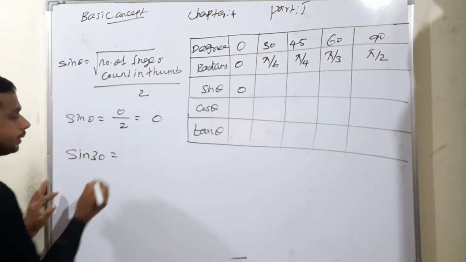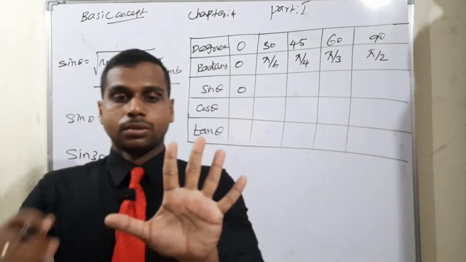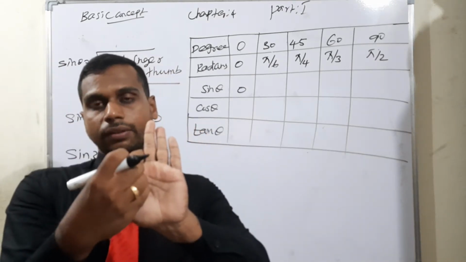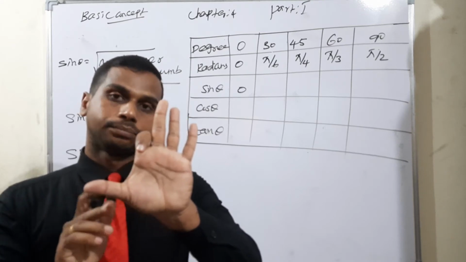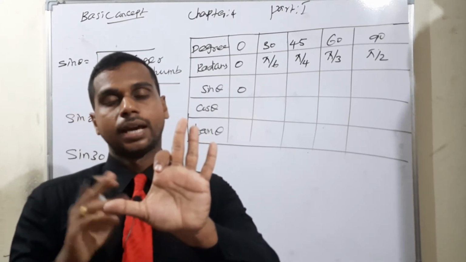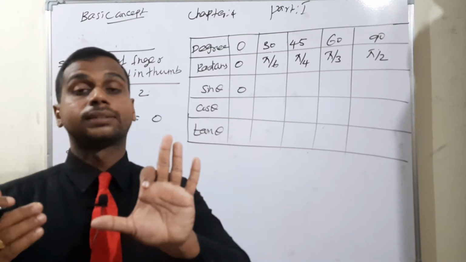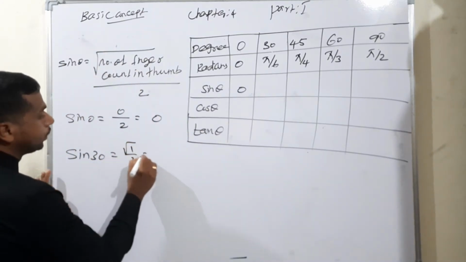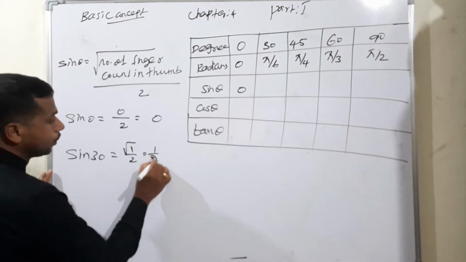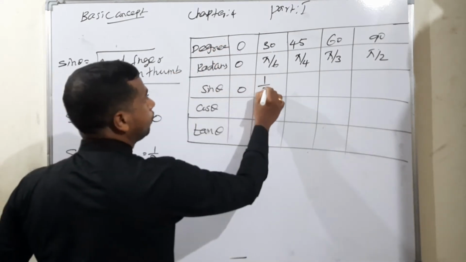So sin 30, look here. This is the index finger, we have to fold it. Now look at the thumb side, how many fingers remain? On the thumb side only one finger remains. Therefore square root of 1 is 1. So we can write root of 1 by 2 is equal to 1 by 2. Therefore sin 30 value will be 1 by 2.